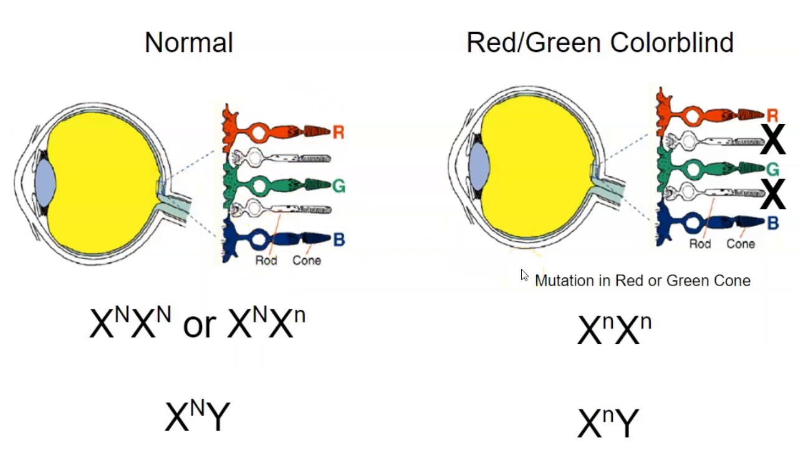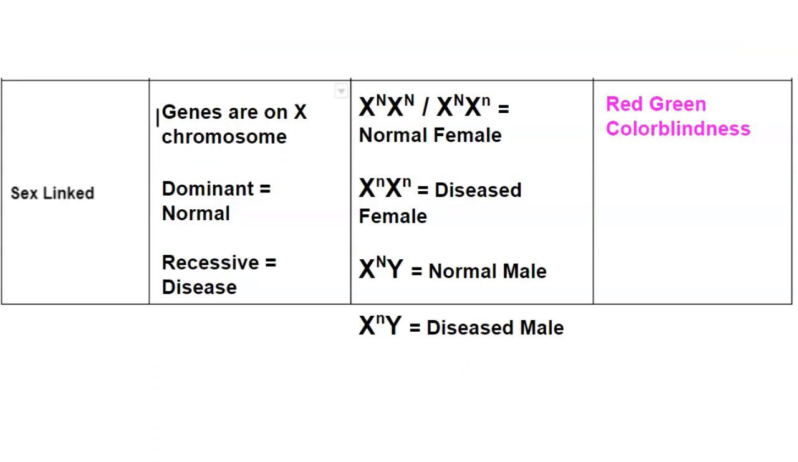In somebody who's colorblind, they've got a mutation in one of their genes, either in their red cone or their green cone. It doesn't work properly, and as a result, red and green look the same. So let's write down this one example: red-green color blindness, meaning you can't see the difference between red and green.